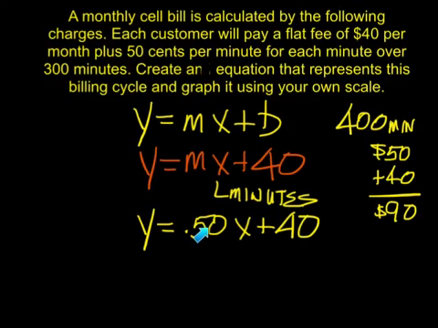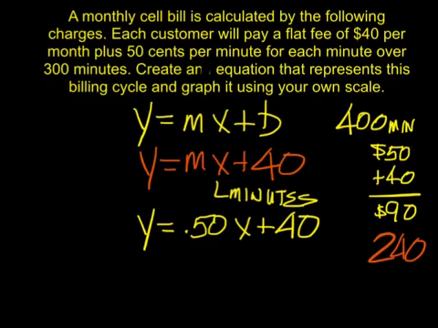400 times 0.5 plus 40. What do you get? How much? 240. Now, is that the same thing as 90? No. So is our equation right? What's wrong with the equation?